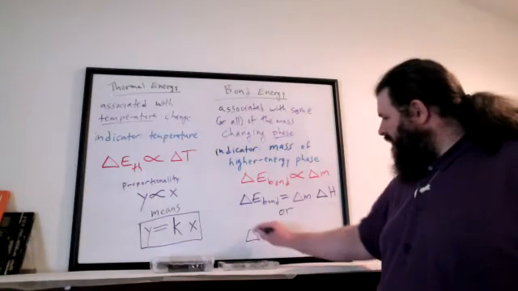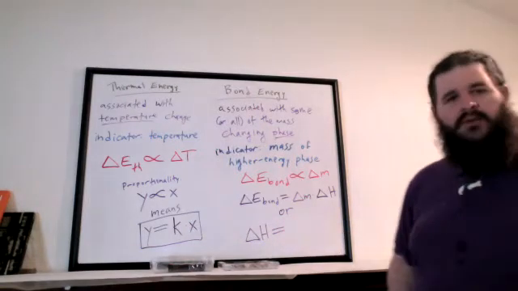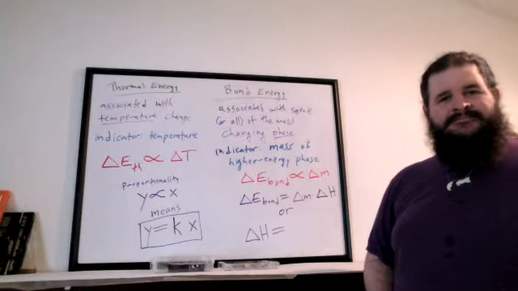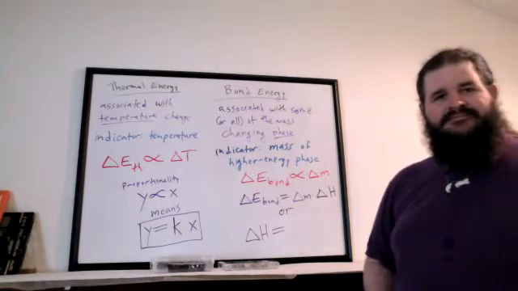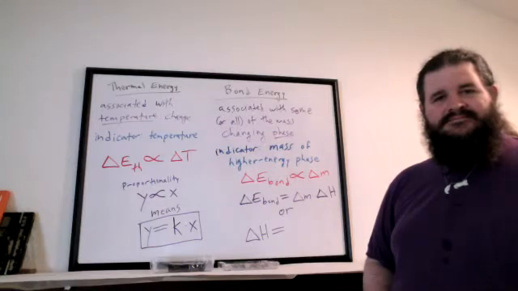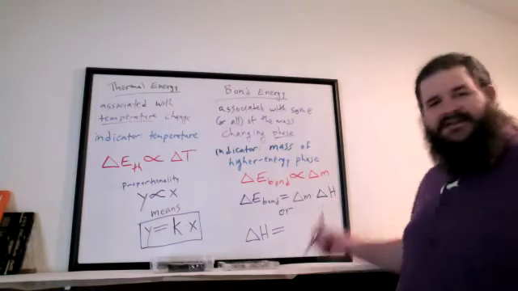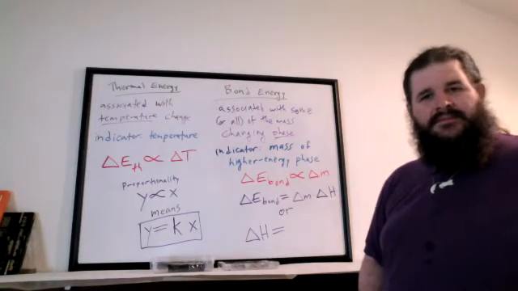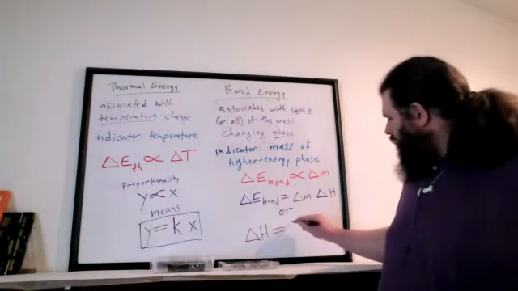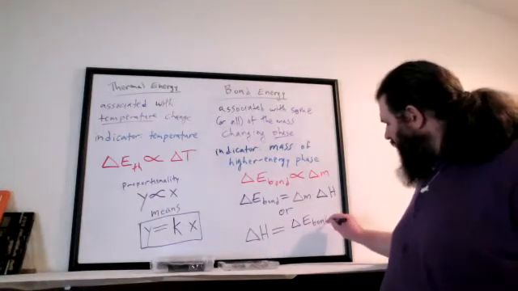If you isolate delta H, the heat of vaporization or heat of melting, what would you get here? How would you isolate delta H here? You would get delta E bond over delta mass. Delta E bond over delta mass.